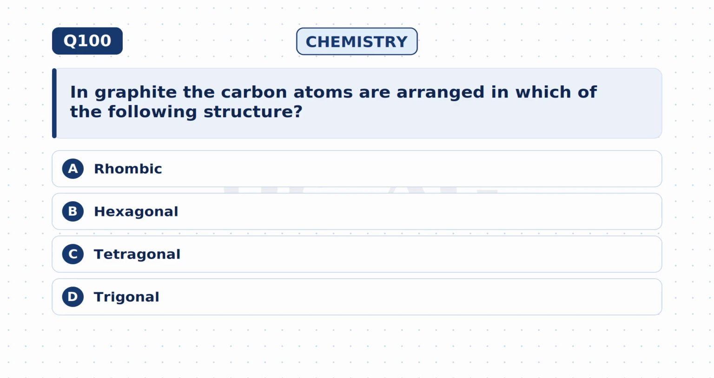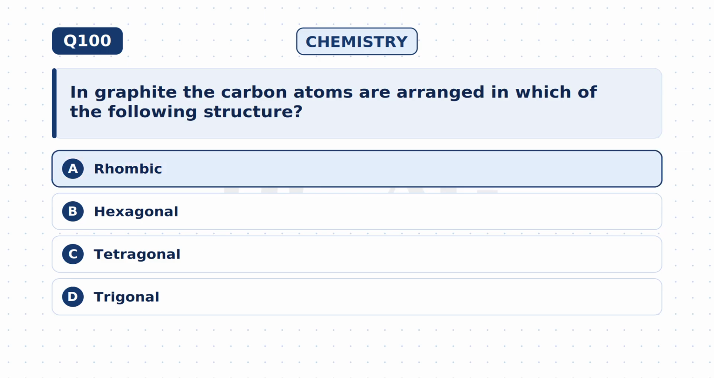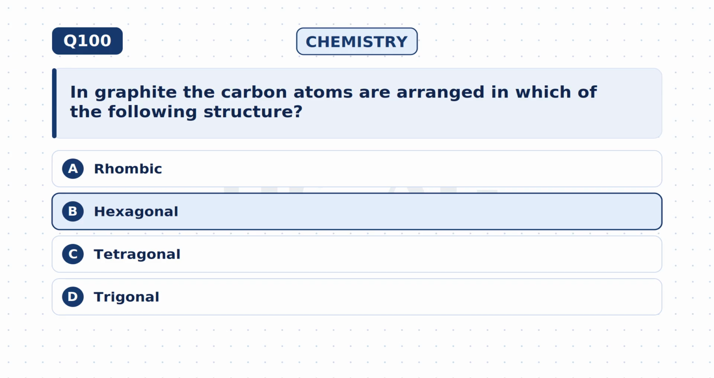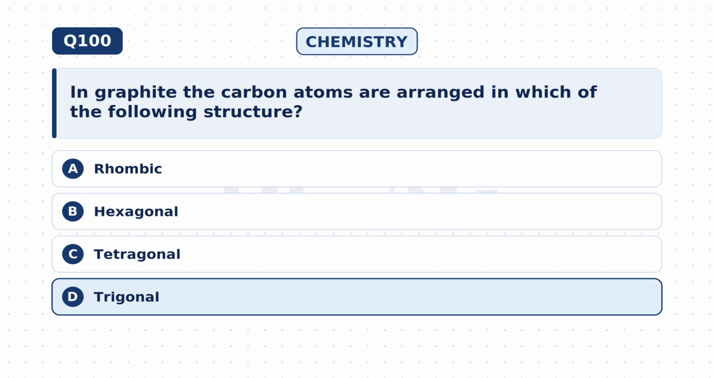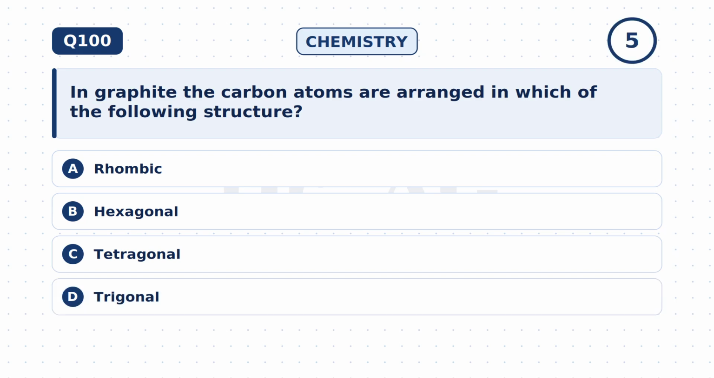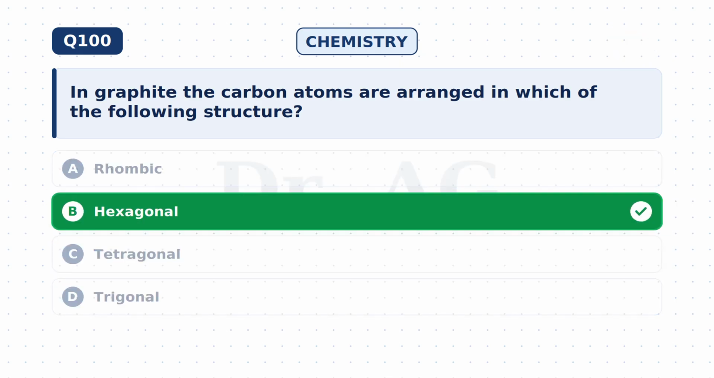Question 100. In graphite, the carbon atoms are arranged in which of the following structure? Option A, rhombic. Option B, hexagonal. Option C, tetragonal. Option D, trigonal. The correct answer is B, hexagonal.